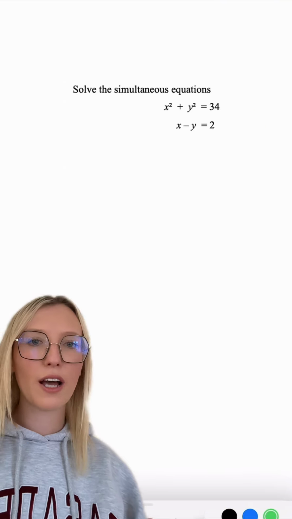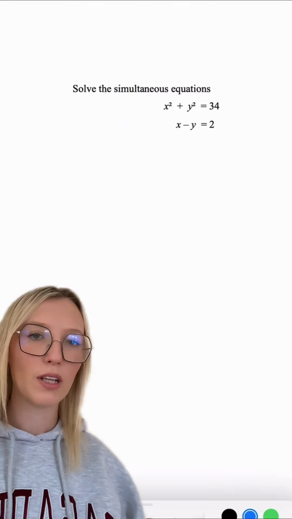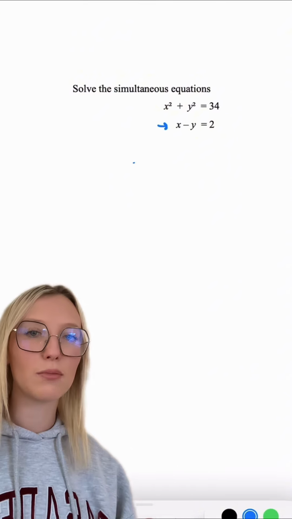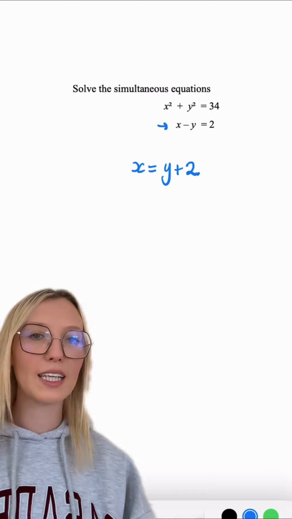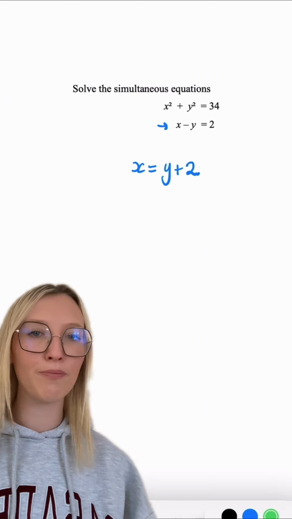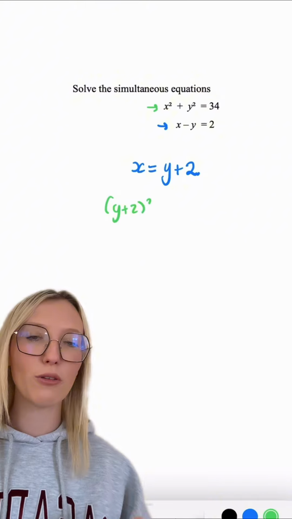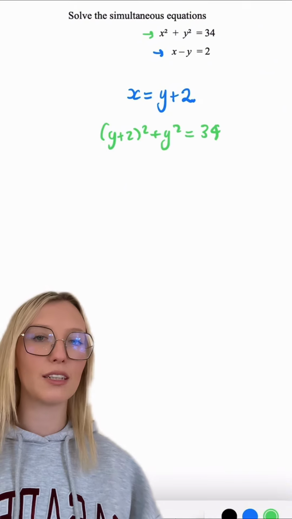We need to solve x squared add y squared equals 34 and x minus y equals 2. Now we'll always get a linear equation here, which is one without the square terms. Let's rearrange it to find a value of x in terms of y. Well, we can see here that x must equal y plus 2. Now we've got that, we can input this into the top equation, so we only have y terms. So we get (y plus 2) squared and y squared equals 34.